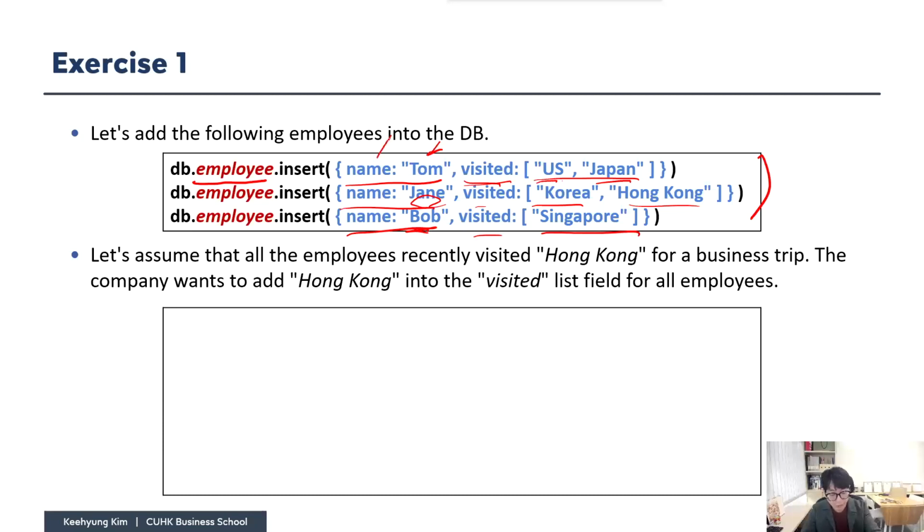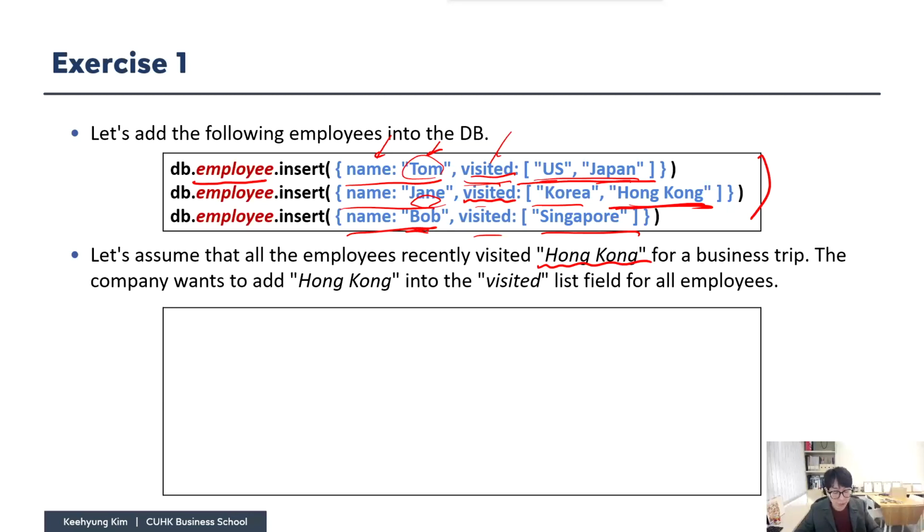So we have a name, which is a text value. We have a visited field, which contains a list of elements. Let's assume here that all the employees recently visited Hong Kong for a business trip. So the company wants to add Hong Kong into this visited list field. However, some employees already have Hong Kong here. Then we don't need to add another Hong Kong there because it's already there.